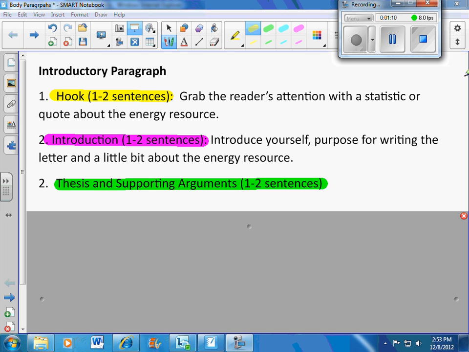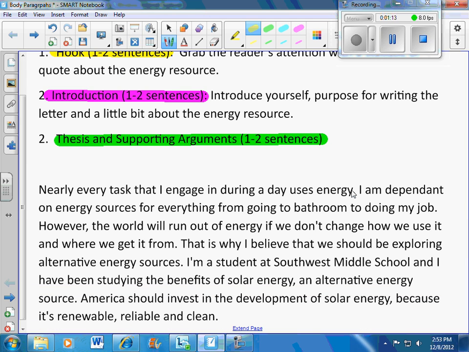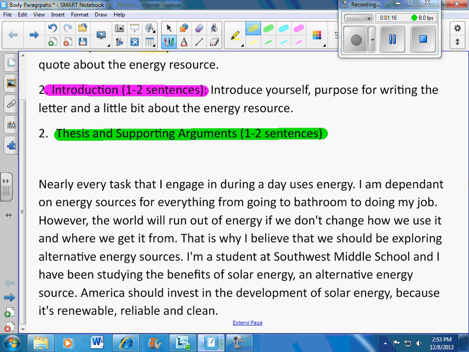Let's look at an example introductory paragraph that I've written. Nearly every task that I engage in during a day uses energy. I'm dependent on energy sources for everything from going to the bathroom to doing my job. However, the world will run out of energy if we don't change how we use it and where we get it from. That is why I believe that we should be exploring alternative energy sources. I'm a student at Southwest Middle School, and I have been studying the benefits of solar energy, an alternative energy source. America should invest in the development of solar energy because it's renewable, reliable, and clean.